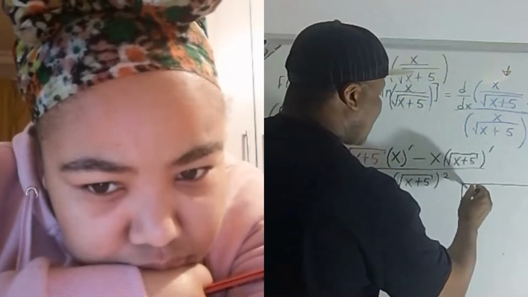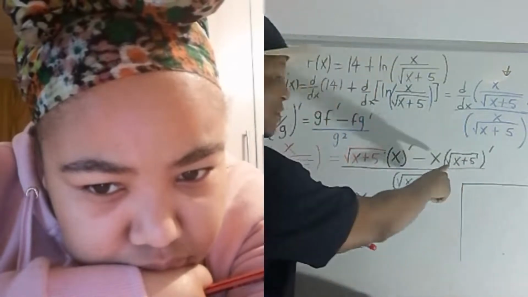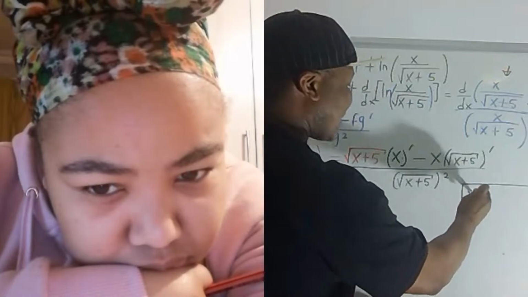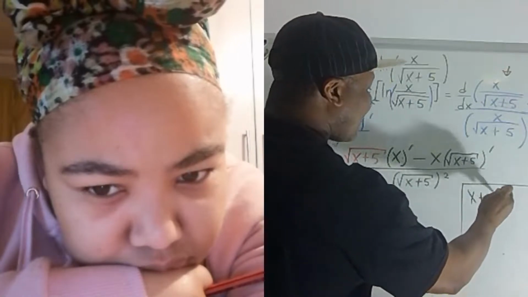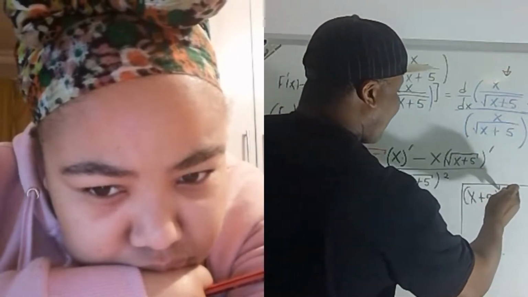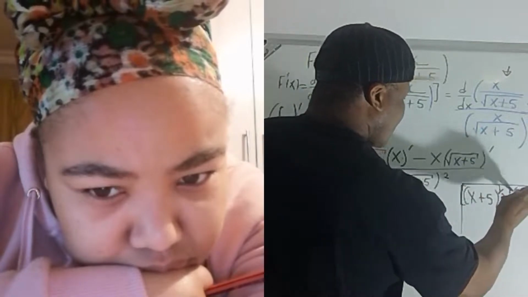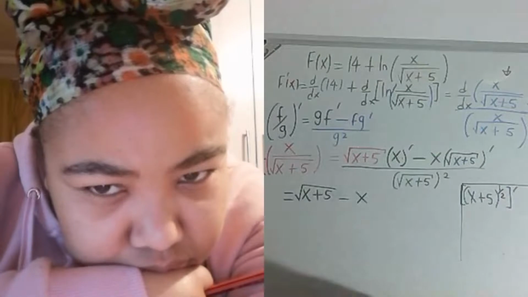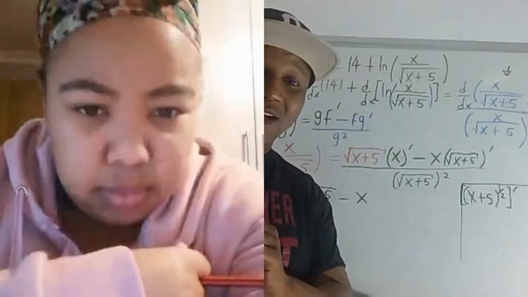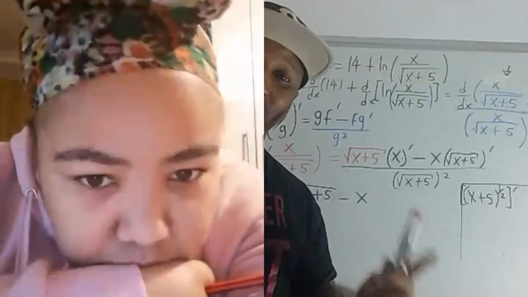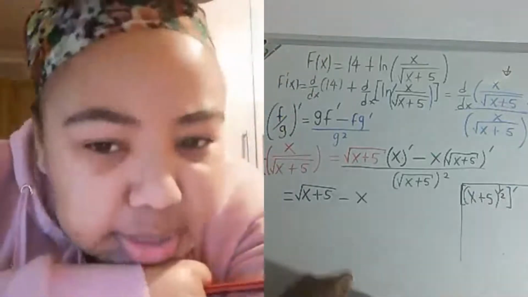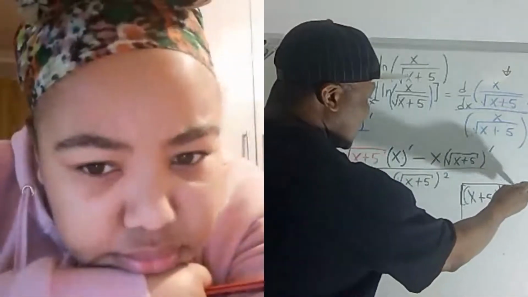When I differentiate x plus 5 under the root, I cannot differentiate like that. This must be x plus 5 to the power a half. Let's do that. Do you agree with me? Because we cannot differentiate when it's in the root, we have to put it as a power. Yes, correct.